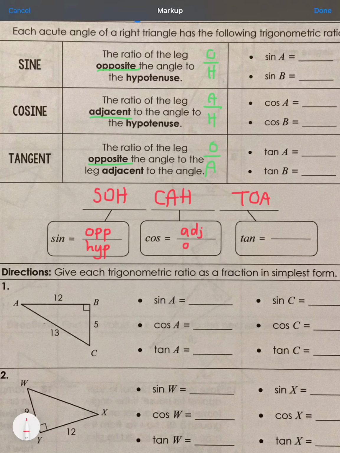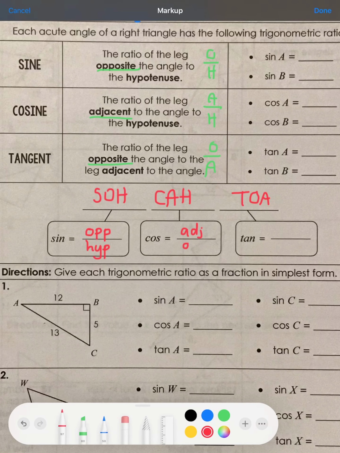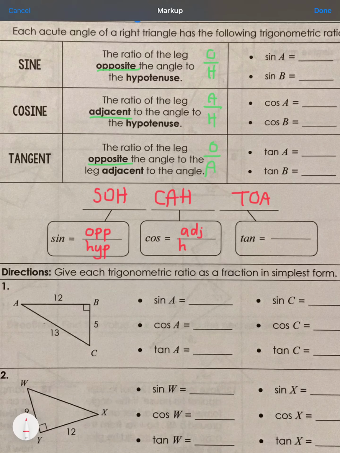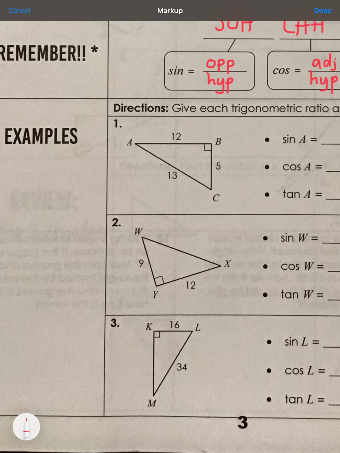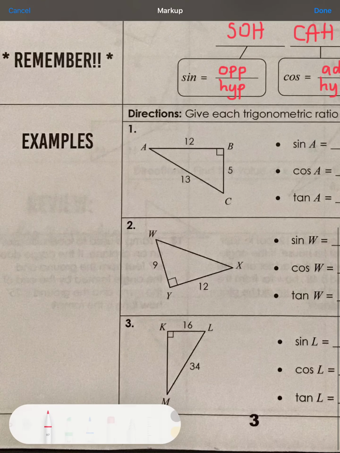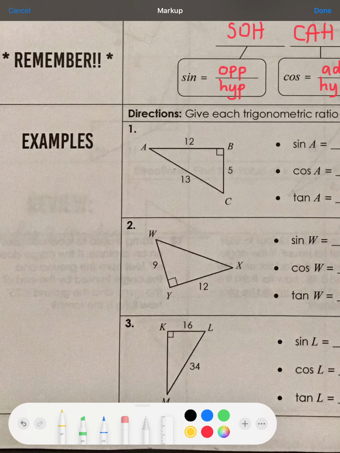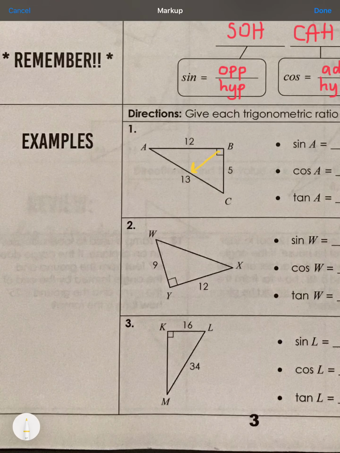So the sine of an angle is the ratio of the opposite over the hypotenuse. The cosine of an angle is the adjacent over the hypotenuse. And the tangent of an angle is the opposite over the adjacent.